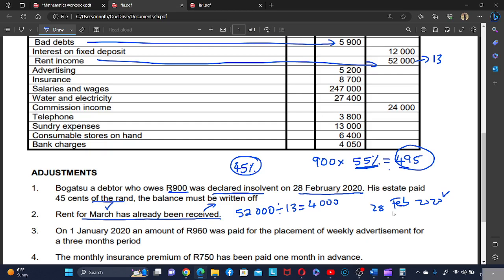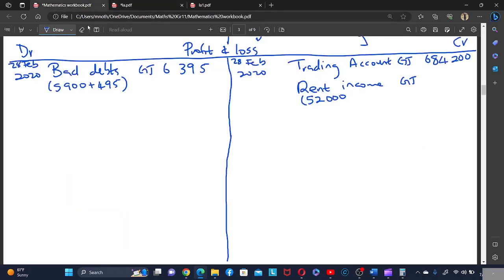Now, what is the matching saying? The matching is saying that incomes should be recorded in the year that they belong in, even if they have not yet been received. So now we have received the 4,000, but it does not belong in our financial year. Therefore, we must come here and subtract it because it does not belong in this financial year that ends on 28 February.